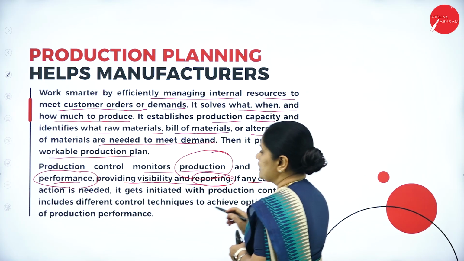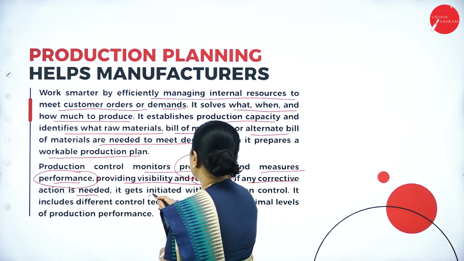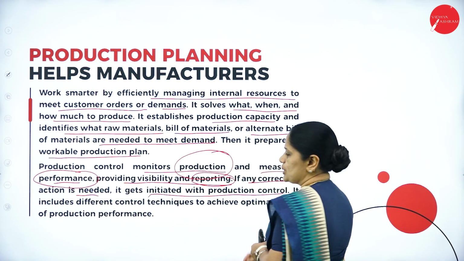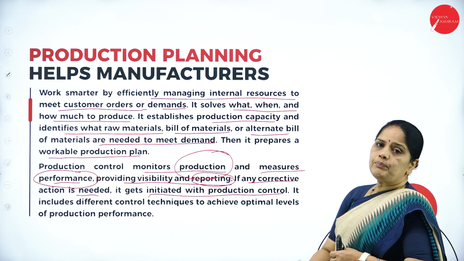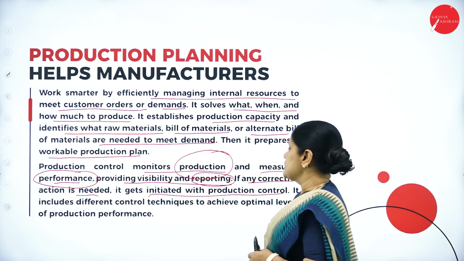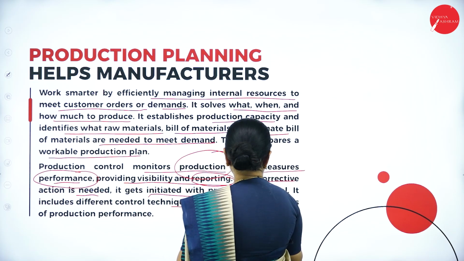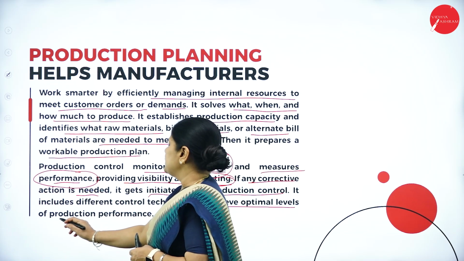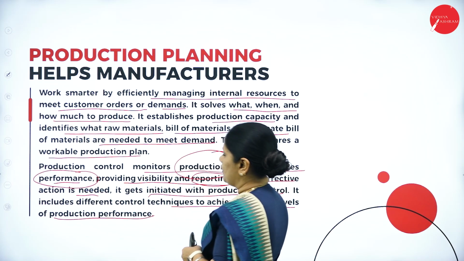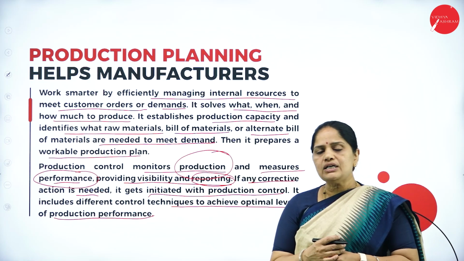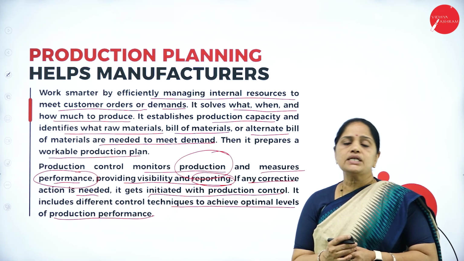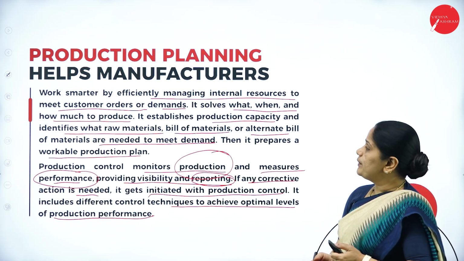If any corrective action is needed, it gets initiated with production control. So for any corrective action, only with the help of production control it is possible. So it includes different control techniques to achieve optimal levels of production performance. So with the help of different techniques of control, we will be able to reach the optimum levels of production.